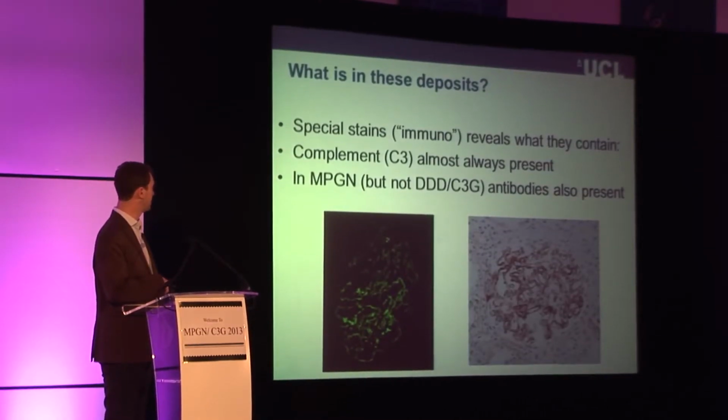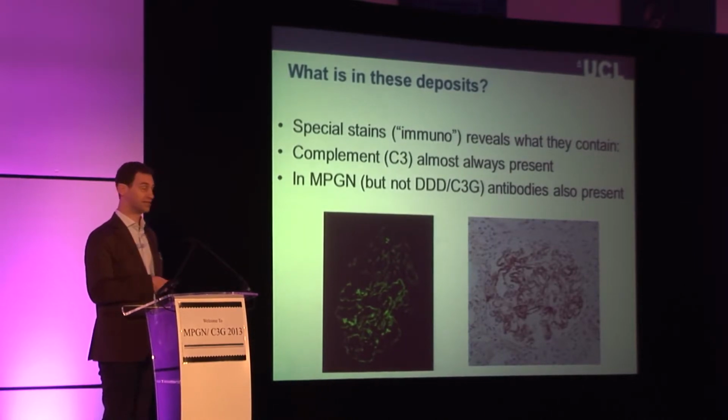We can also look at the deposits in more detail. This is a slide almost exactly the same as the one that Matthew showed you in the last talk, which shows lighting up of C3 in the glomerulus. When we do a kidney biopsy, on all kidney biopsies, we use special stains like this to light up components of the glomerulus to find out what's in there.